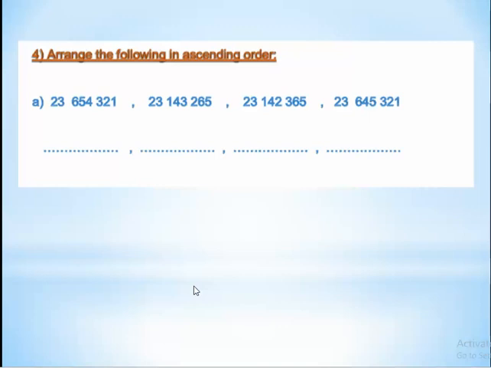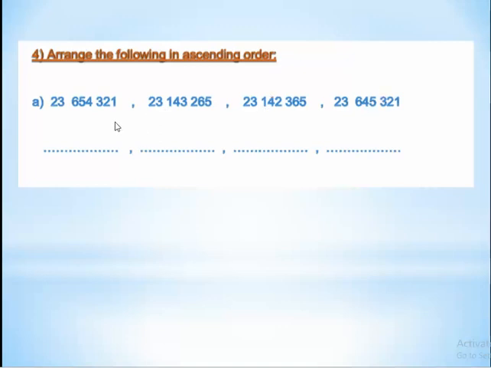Arrange the following. So we are going to count first how many digits we have. Here we have 1 2 3 4 5 6 7 8. So we have here 8 digits. Here is 8 digits, 8 digits, 8 digits. Let's start with the last one. 3 3 3 3. Okay, the smallest one. Here 6 and 1 and 1 and 6.